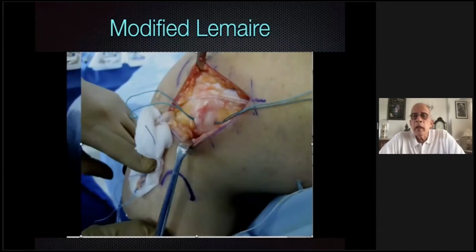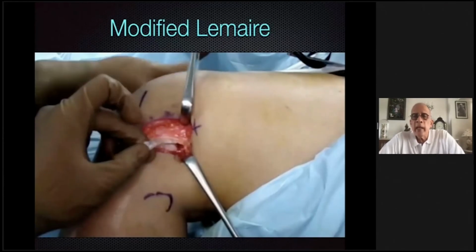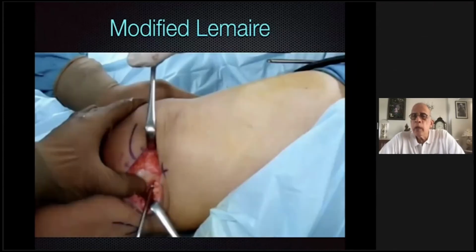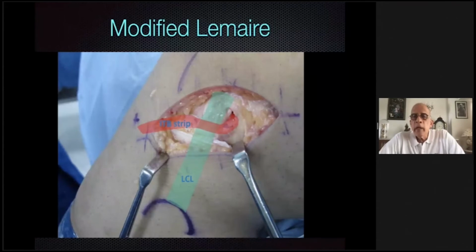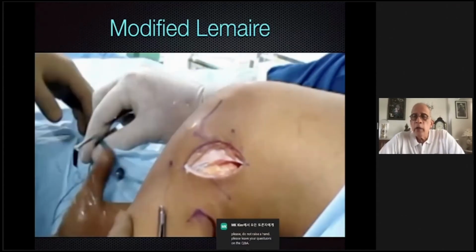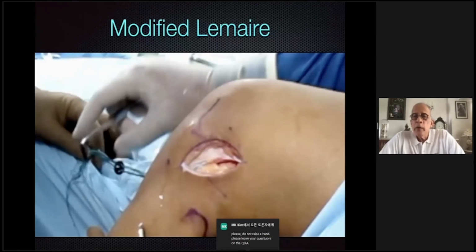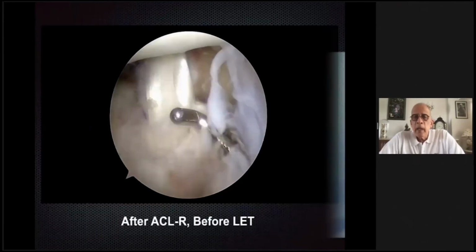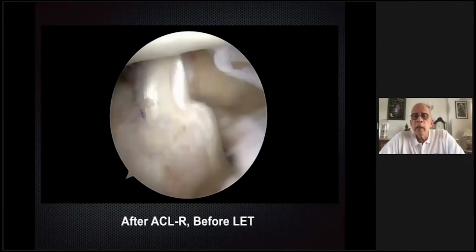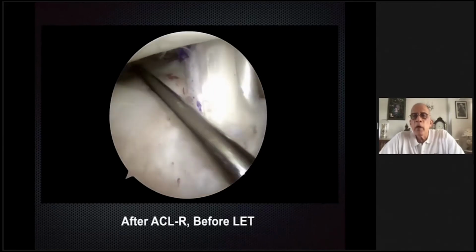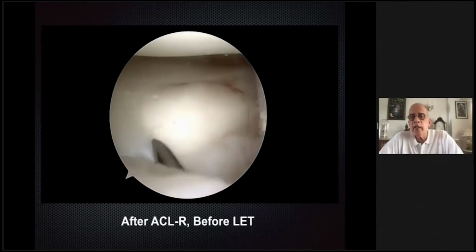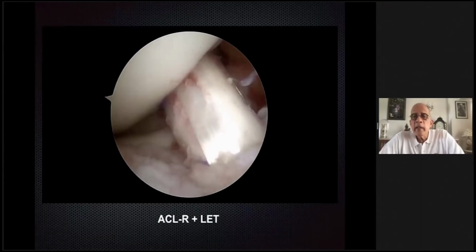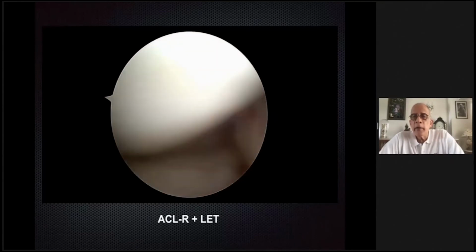This is the graft which is passed under the LCL. And this is then fixed with the knee in about 30 degrees of flexion and in neutral rotation. We have found that if the fixation is done with the leg in external rotation, you can have excessive lateral compartment compression. So this is an arthroscopic view showing that after doing an ACL, there was significant opening on the lateral side. As one can see, there is a drive-through sign which is positive. And after doing the LET, one can see that the lateral compartment has been completely obliterated.